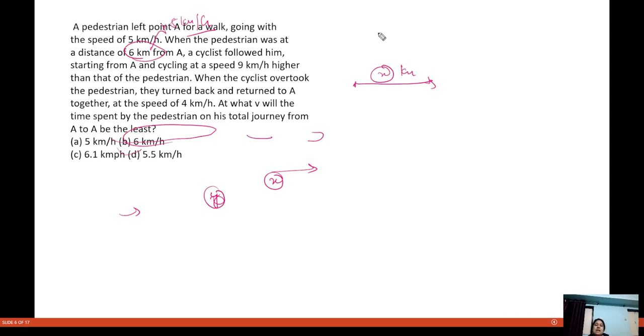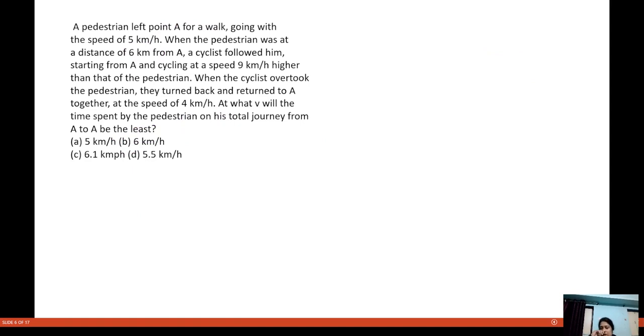He's actually asking, see, when this cyclist and pedestrian are returning, they're actually traveling both at 4 km per hour only. That is constant. But they are asking that if he would not travel at 5 km per hour, at what speed would his total time spent on his journey be the minimum. Okay, so now let us find.